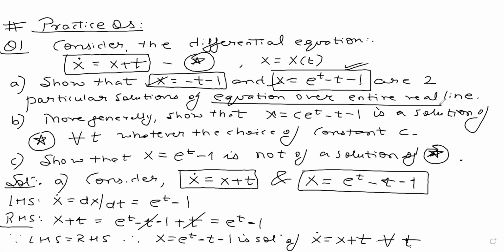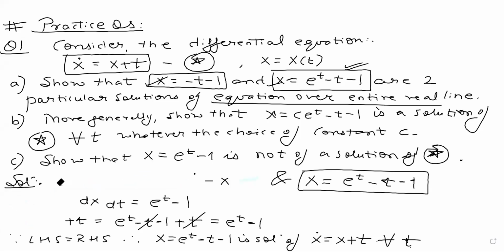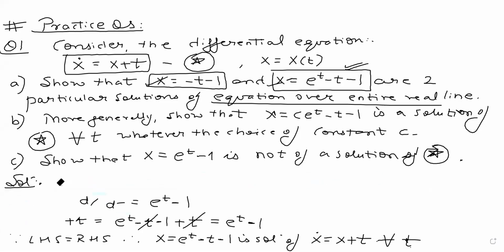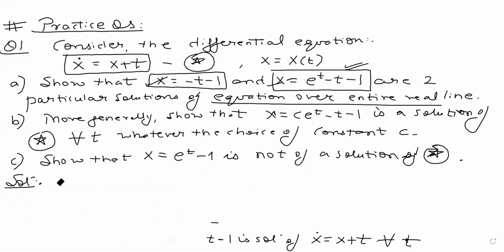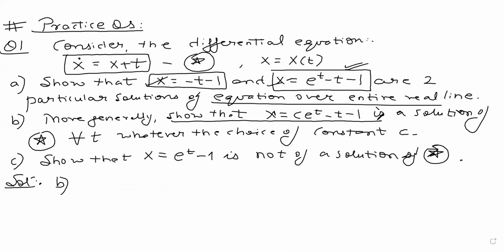Okay, now let's look at the B part. So I am erasing part A now. Let's look at part B. Part A was telling us that we had to show that x equal to minus t minus 1 and x equal to e to the power t minus t minus 1 are particular solutions. Part B looks at the general solution. So more generally, show that x equal to c e to the power t minus t minus 1 is a solution of the differential equation. So I am writing the differential equation given to us and the general solution given to us.